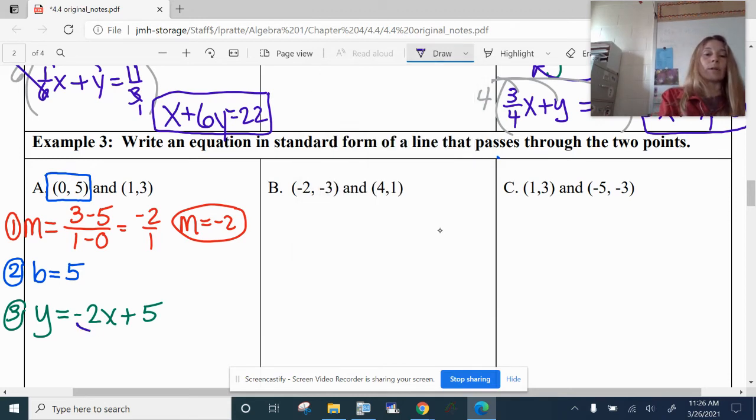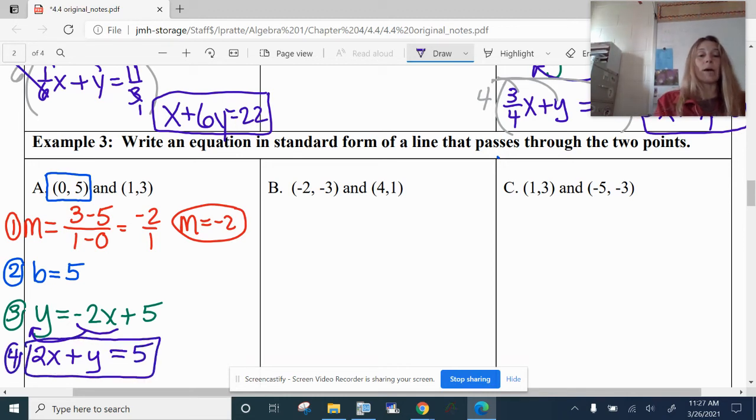All right, now we just want to get this into standard form. So I move that 2x over, making it plus 2x, or positive 2x plus y equals 5. And then there are no fractions or decimals, and my lead coefficient is positive, so I know that I'm done with that answer.